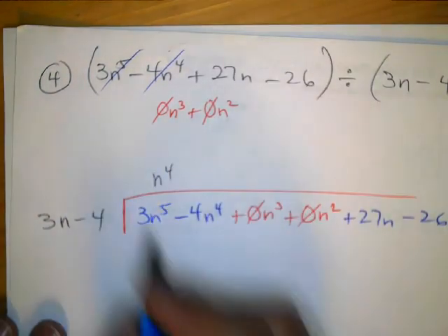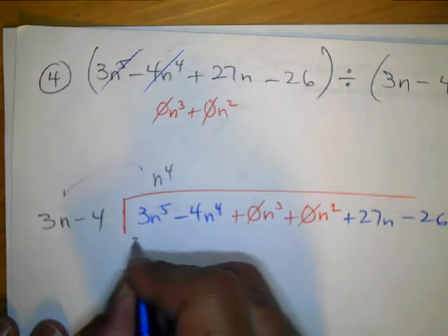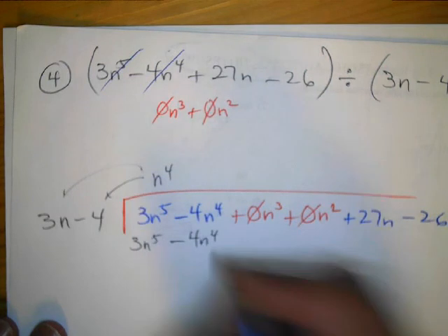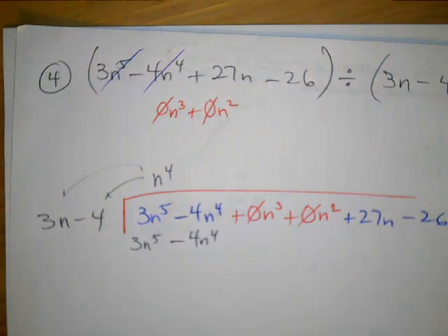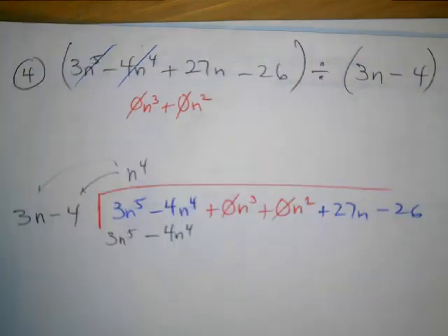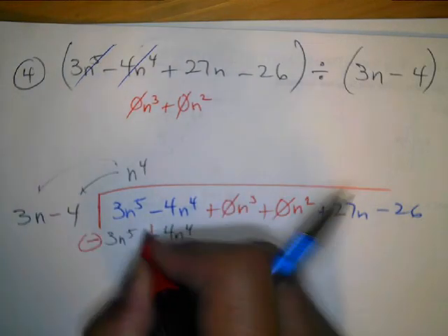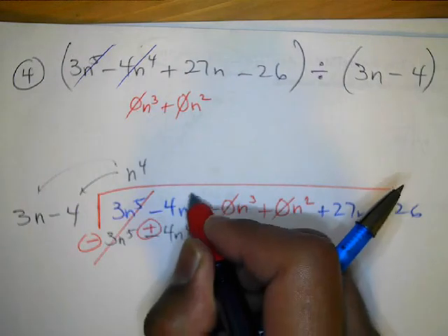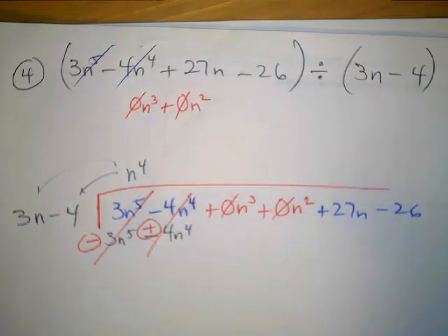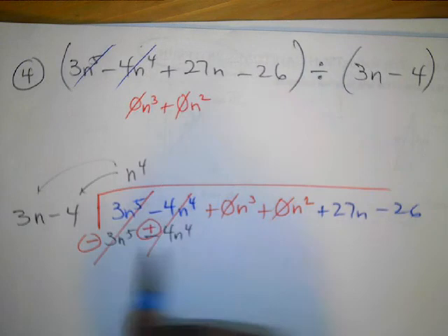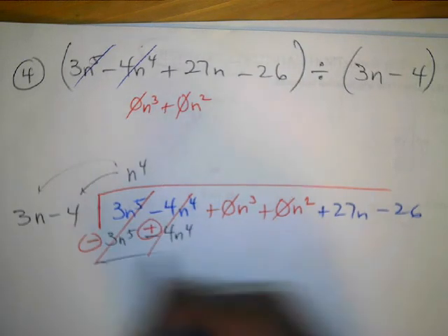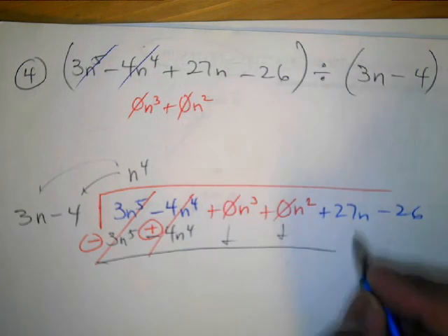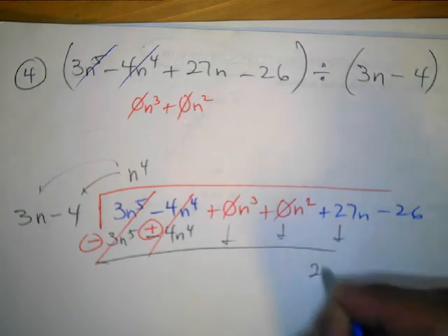Let's start the division. Look at the first one. I don't need a 3, I just need n^4. This times this is 3n^5. This times this is negative 4n^4. Oh, perfect. Oh, I don't like how these are canceling out like that. When you subtract, that turns into a negative, that turns into a positive. 3 take away 3, 0. Negative 4 and a positive 4, 0. These are zeros. So all this goes away.